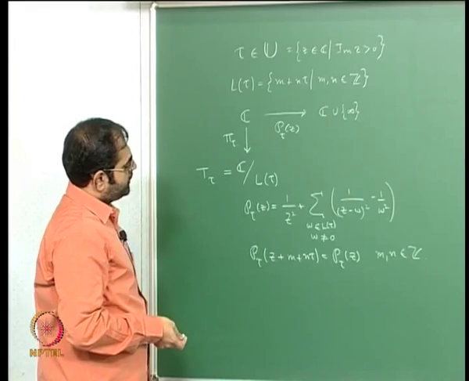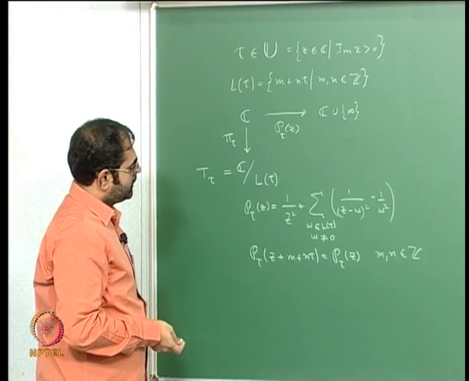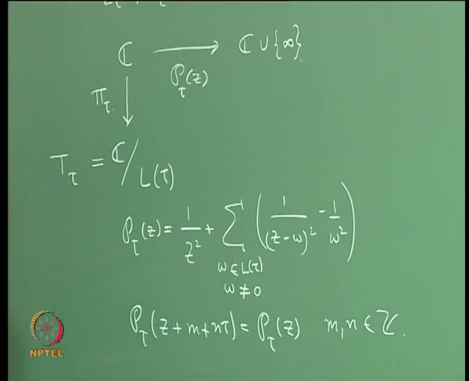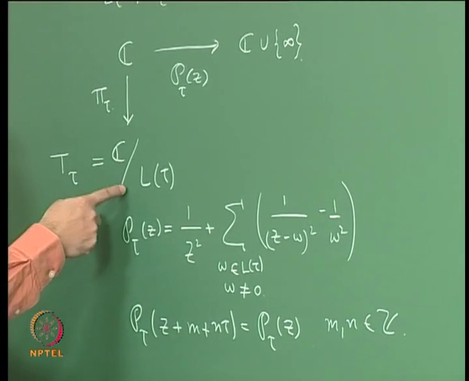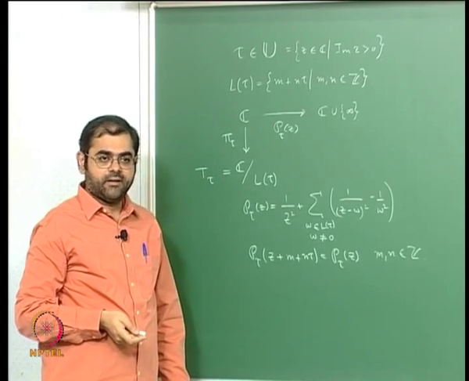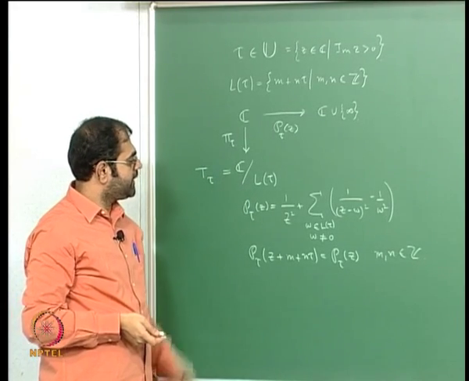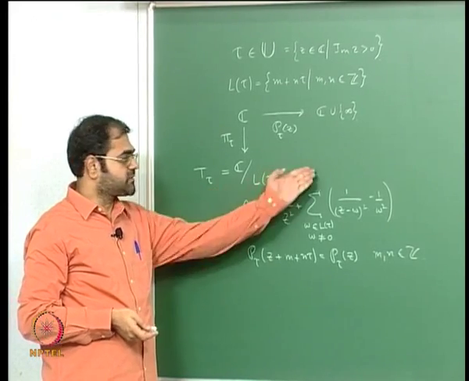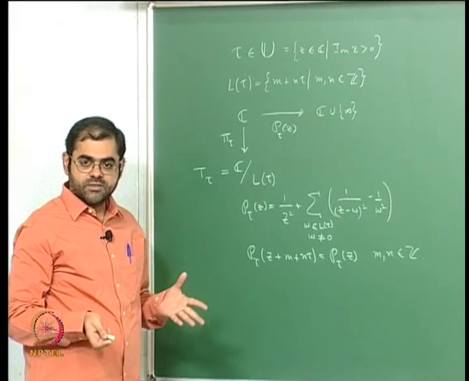Well, we got the Weierstrass function because we were searching for some functions on the torus. And we realized that we could not have holomorphic functions on the torus with complex values because they will reduce to constants.